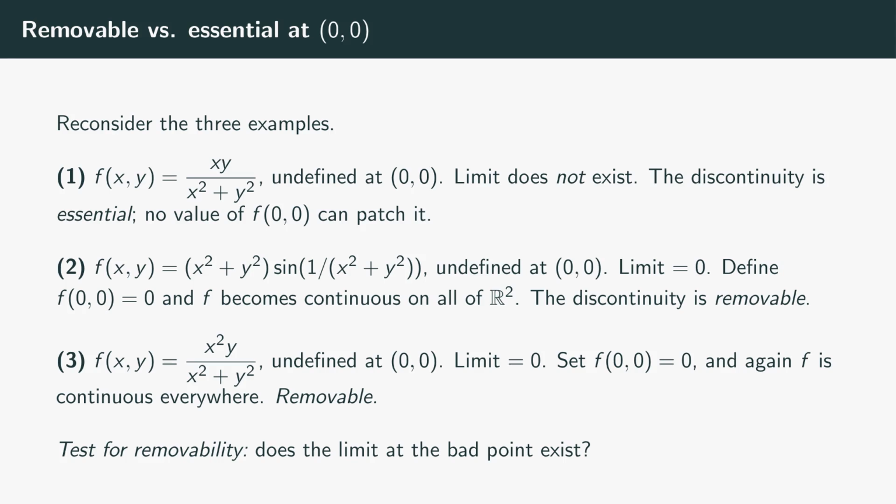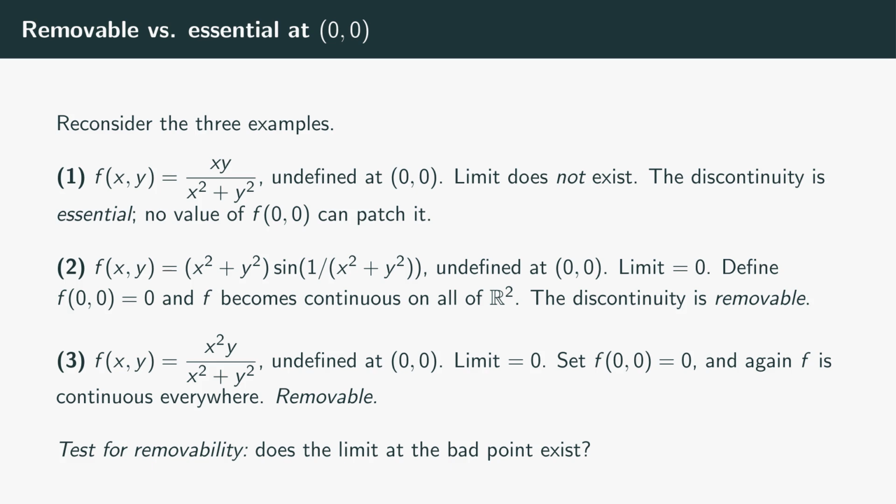Same trichotomy as in single variable calculus, now for two variables. Take our three worked examples. All three were undefined at the origin because the denominator was 0 there. In each case, we asked whether the limit existed. For xy over x squared plus y squared, the limit did not exist. Different paths gave different values. No assignment of f at (0, 0) can patch this. The discontinuity is essential, an irreparable hole in the function.